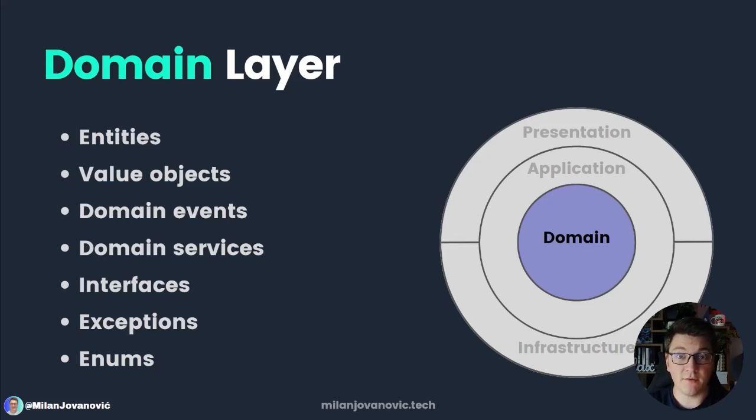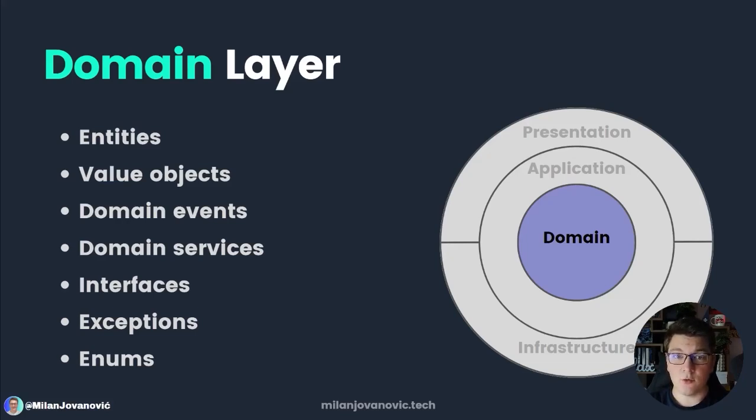We're going to have our entities and value objects for representing our domain model. Then we're going to have domain events and services, interfaces for the various abstractions that we're going to need, like repositories and the unit of work. We're going to discuss the use of exceptions and whether they are appropriate or not. And of course, we're going to add some enums to better express our domain model.